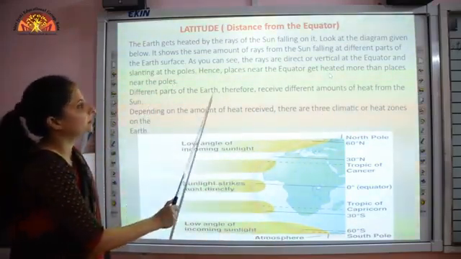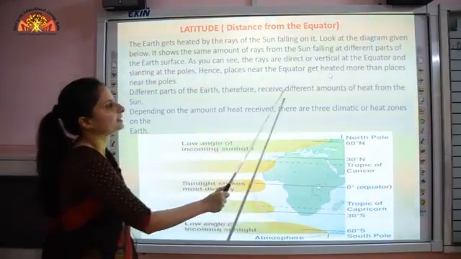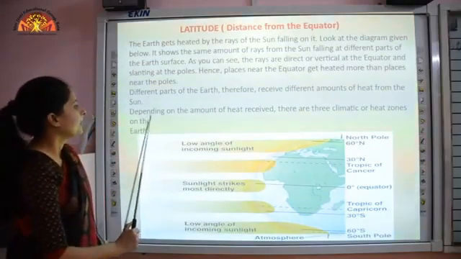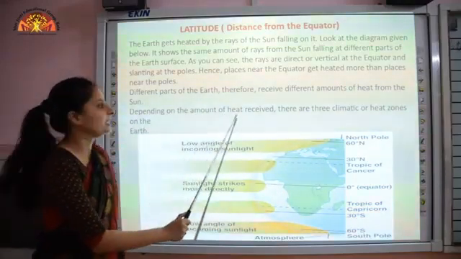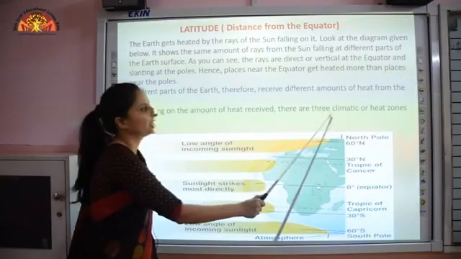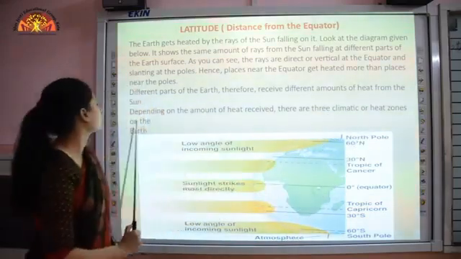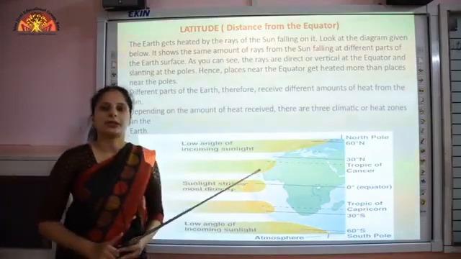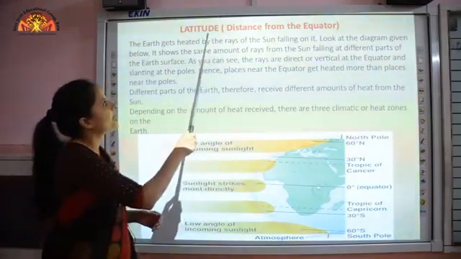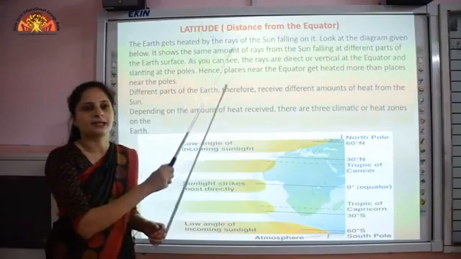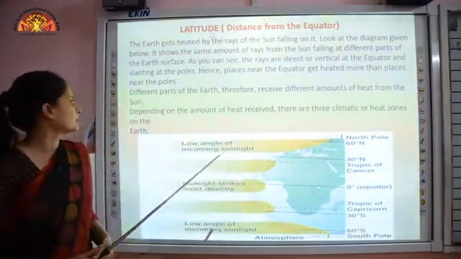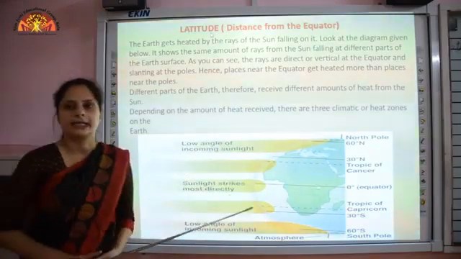Different parts of the earth therefore receive different amounts of heat from the sun. Depending on the amount of heat received, there are 3 climatic or heat zones on the earth. This was the first factor, latitude, which we discussed, which affects the climate of a place. Now we will discuss the 3 heat zones.